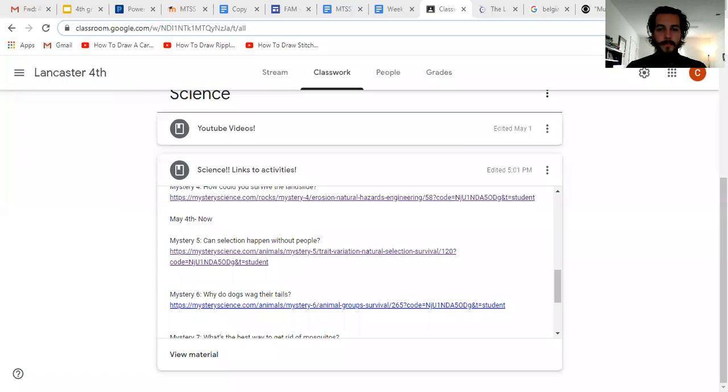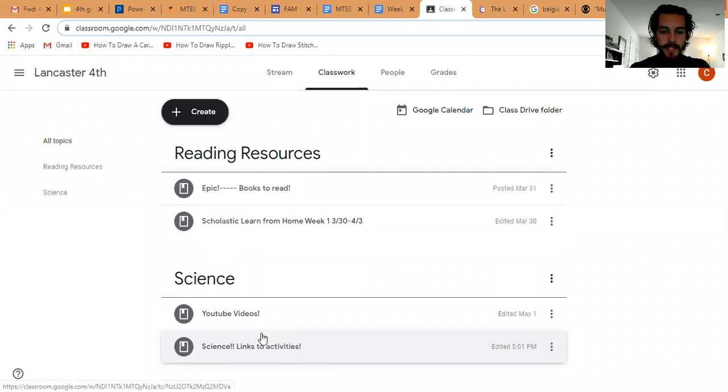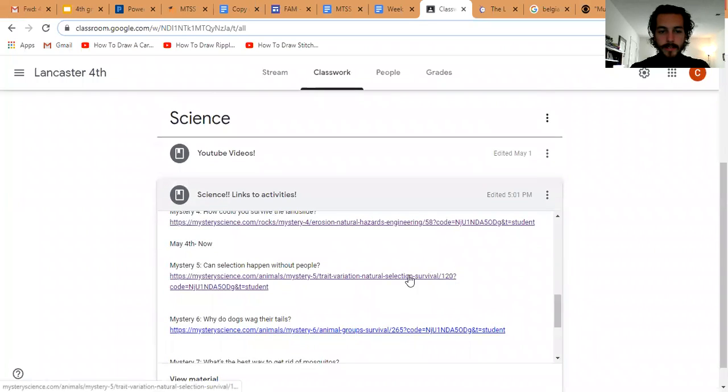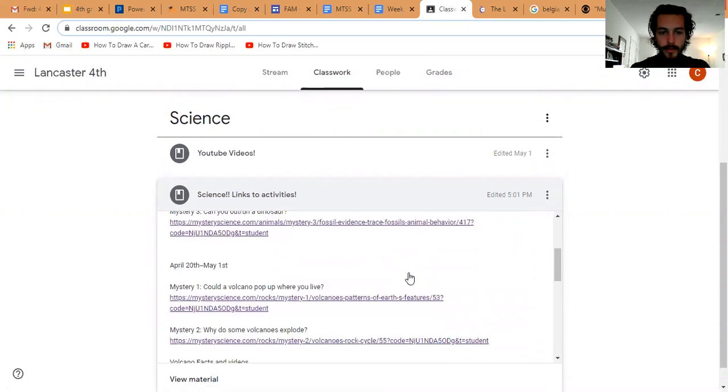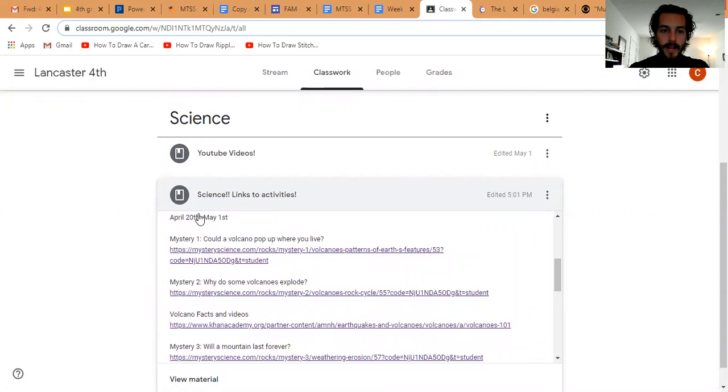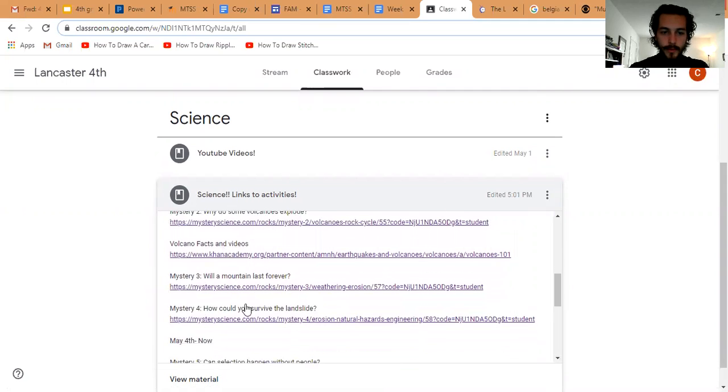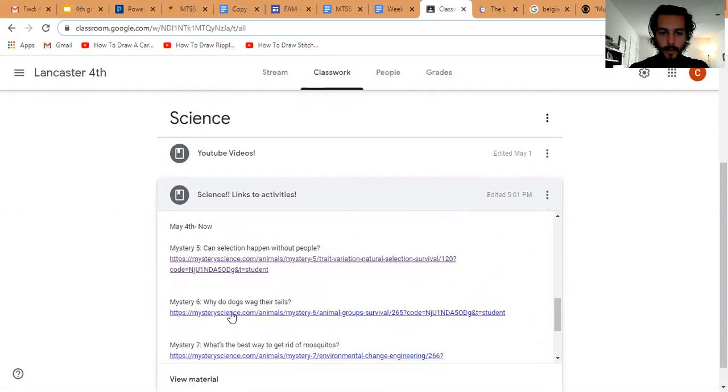So I'm going to share my screen with you. We're going to go on my Google Classroom right here. And I added on to the science link to activities. So before, it was at the top, it was all this mystery 1, 2, 3, 4. Then had April 20th onward, and now we're on May 4th. So we're on mystery 5 right here. Can selection happen without people?